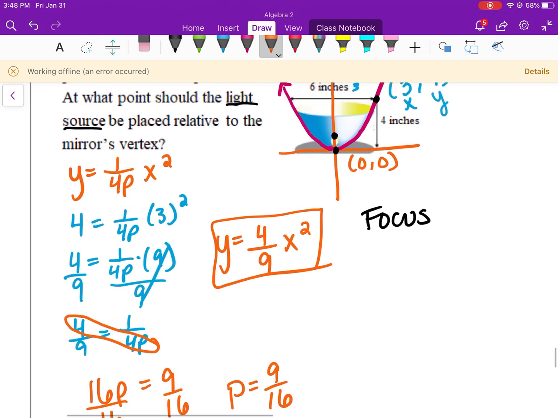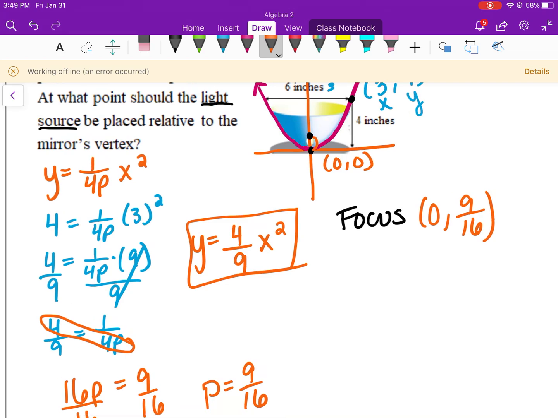p equals 9 over 16. That means that I'd go up from the vertex 9/16 to the focus, which would give me that point would be (0, 9/16). So that is the point at which the light source should be placed in order to get that reflection for the light there.